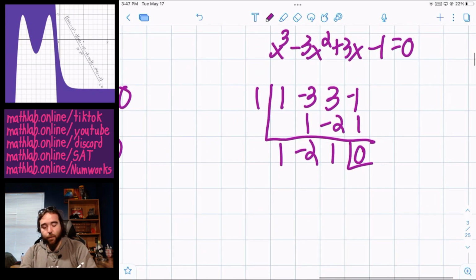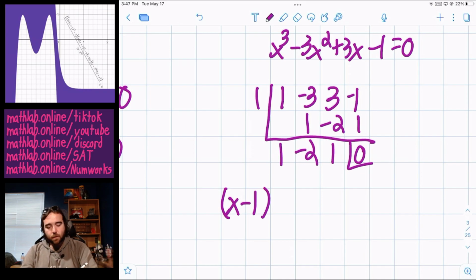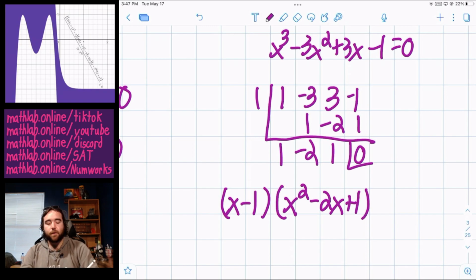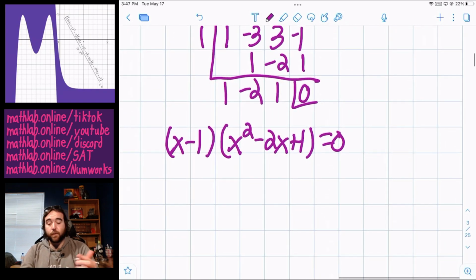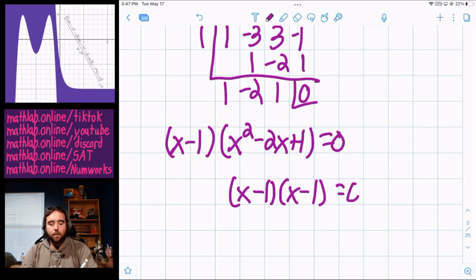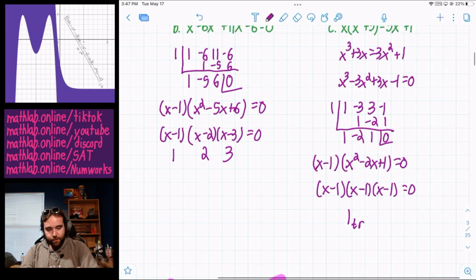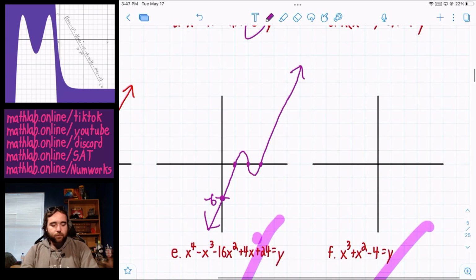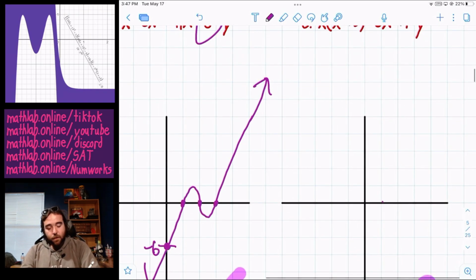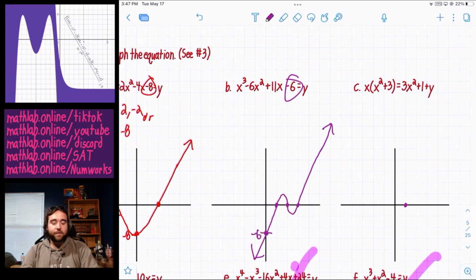So what do we got here? 1 is the solution. So x minus 1 is the factor. And then x squared minus 2x plus 1. So we keep factoring. x minus 1 times x minus 1. Another x minus 1. So what do we have here? It's a 1, and it's a triple root. So remember what happens with triple roots when you graph them. It's going to flatten out, and then it's going to continue to cross.